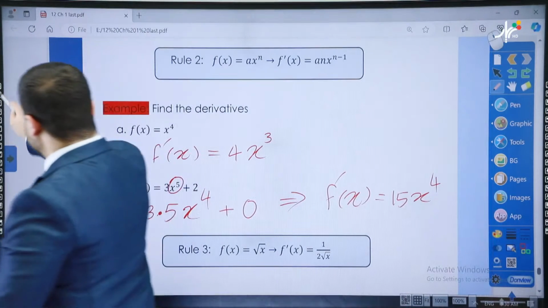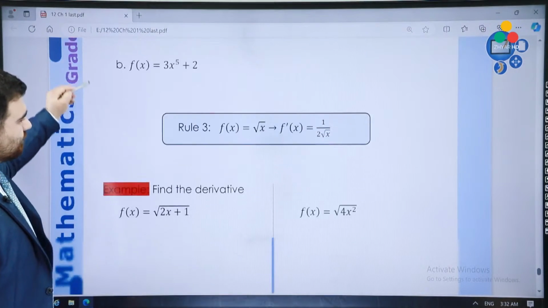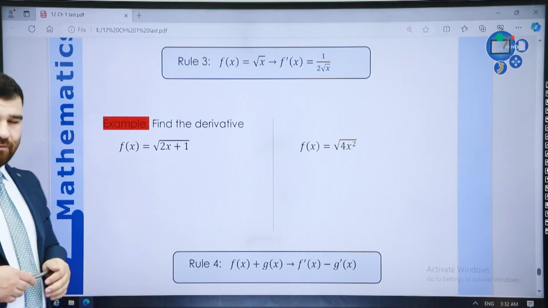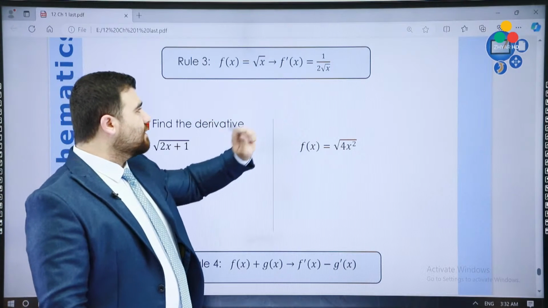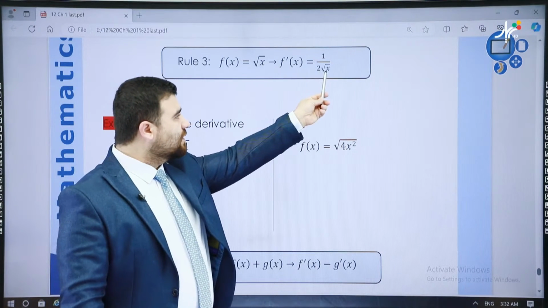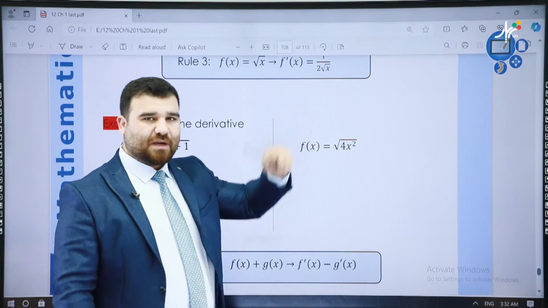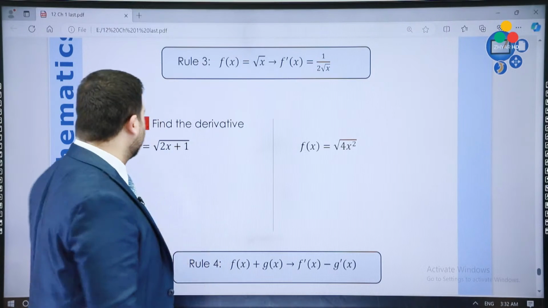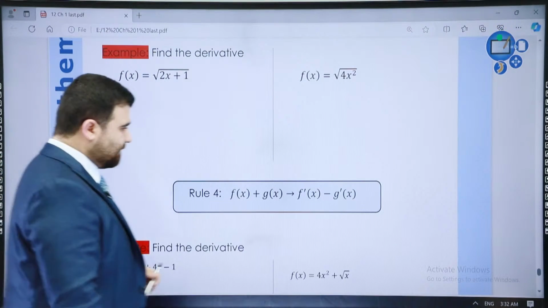Rule number 3 is for root, square root. Square root of x, the rule is like this. 2 times the square root goes down. Derivative of what's inside the square root goes up. Here inside the square root we have x. Derivative of x is 1. 1 goes up.